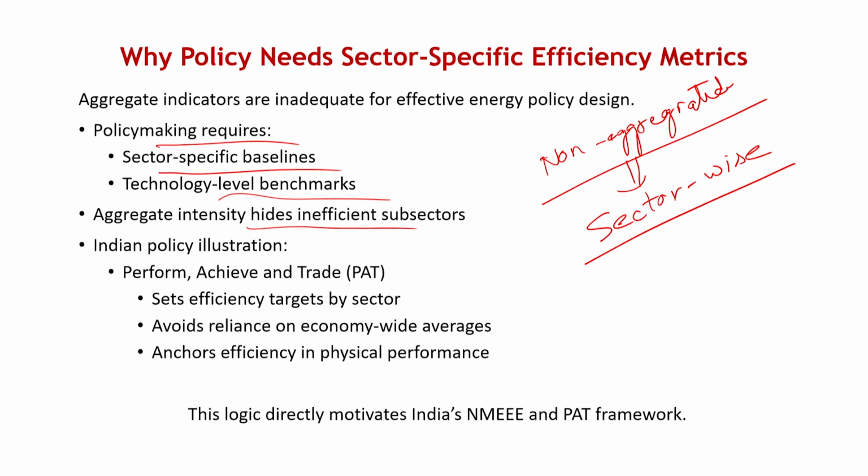So what India came up with is a policy for all sectors called the PAT policy. It is the Perform, Achieve and Trade framework, where efficiency targets were set for each sector specifically. Each sector was looked at specifically, each sector was studied, and by studying each sector, a target was given to each sector. What it did is that it avoided reliance on economy wide averages, and also anchored efficiency in physical performance, which is what was targeted under this, and I'll show you data for this. So this motivated India to talk about NMEEE and the PAT framework.